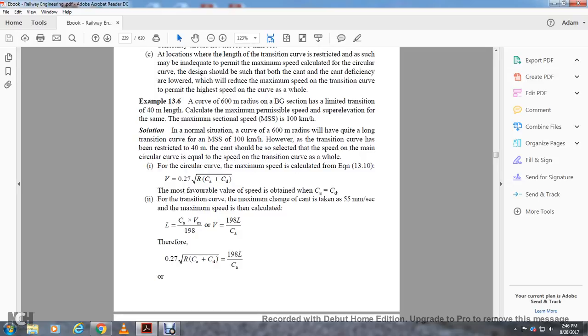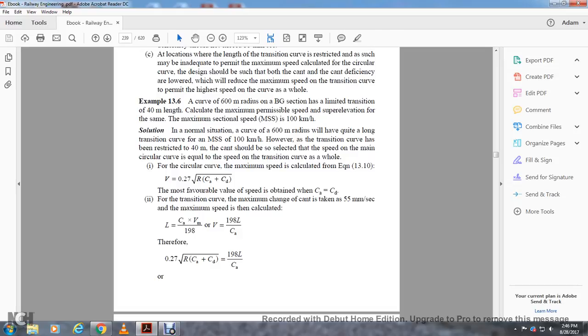Alright, 13.6: for a curve of 600 meter radius for the broad gauge section that is limited to a transition of 40 meter length, calculate the maximum speed for the permissible super elevation. The maximum sectional speed, or MSS, is 100 kilometers an hour. A 600 meter radius curve will be laid along with the transition curve, with a maximum sectional speed of 100 kilometers an hour. However, the transition curve is restricted to 40 meters, so the cant can be selected with the speed of the main circular curve equal to the speed of the transition curve as a whole.